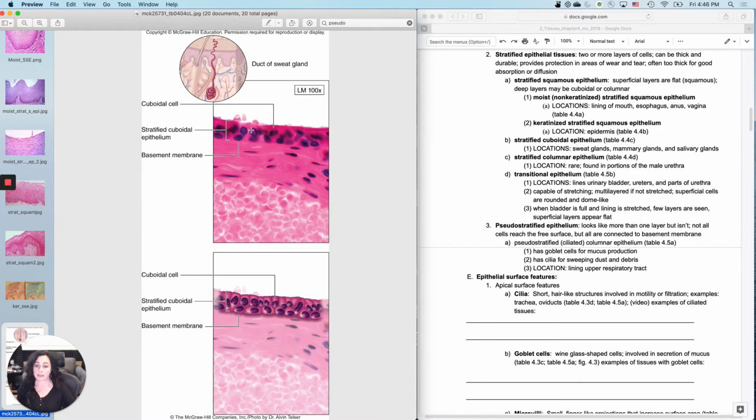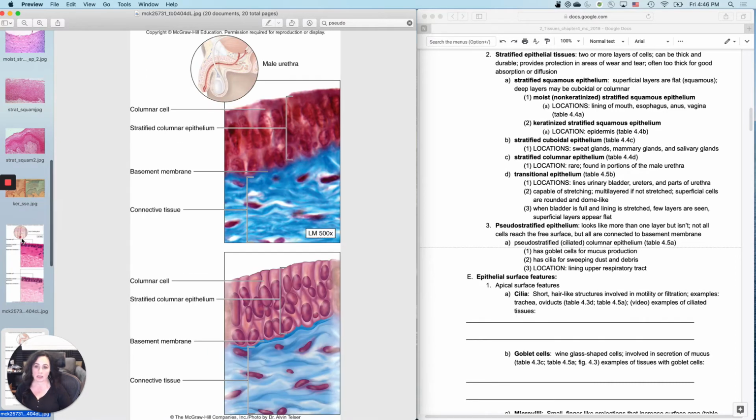It's stratified because I can see two distinct layers of nuclei on top of one another. And then it's cuboidal because the cells are about as wide as they are tall. Now I realize in this image you can't necessarily see the boundaries of each cell, but you can tell sort of that they're about as wide as they are tall. This is stratified cuboidal epithelium. You find this in the sweat glands, the mammary glands, salivary glands, and then this one is a stratified columnar epithelium. It's not a very common tissue.